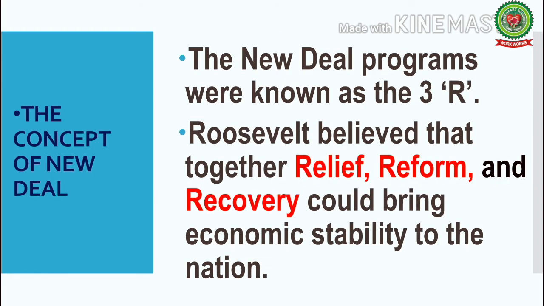Now let us understand what his concept of the New Deal was. The New Deal programs were known as the 3 R's. Roosevelt believed that together relief, reform and recovery could bring economic stability to the nation. Here relief means helping the common people, the poor people of America, by providing them social security, jobs and financial assistance in case of unemployment.